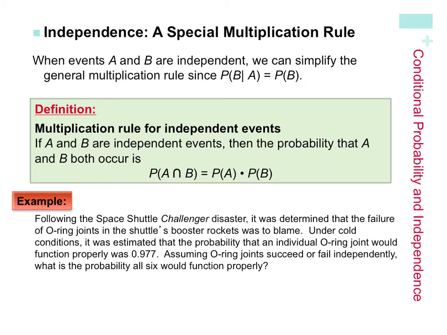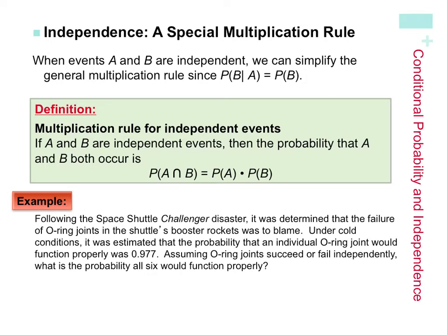Under the cold conditions that day, experts estimated that the probability that an individual O-ring joint would function properly was 0.977. But there were 6 of these O-ring joints, and all 6 had to function properly for the shuttle to launch safely. Assuming that O-ring joints succeed or fail independently, let's find the probability that the shuttle would launch safely under similar conditions.